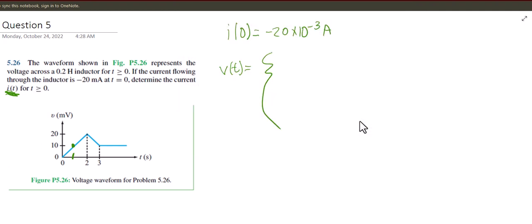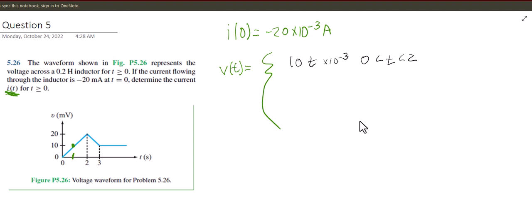V of t equals 10t for t between 0 and 2. So just a straight line, 10t. Except this is in millivolts, so that's 10t times 10 to the negative 3. And I'm going to put that in there as a number rather than as an m, because I'll lose track of the m. So I'm just going to go ahead and do it as a number. 10 times 10 to the negative 3.